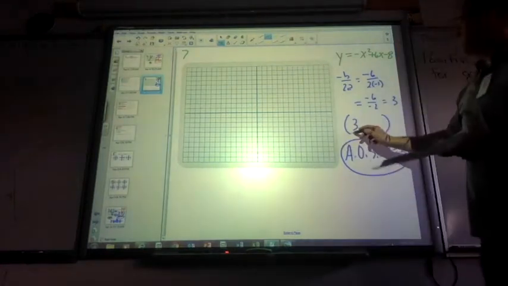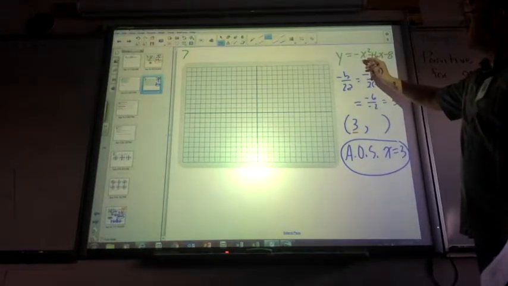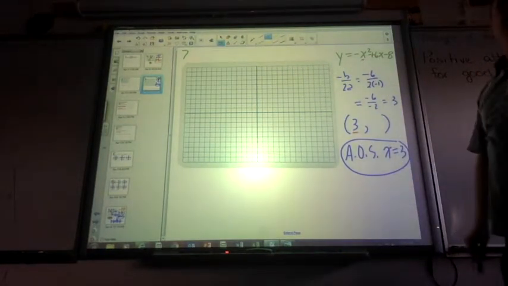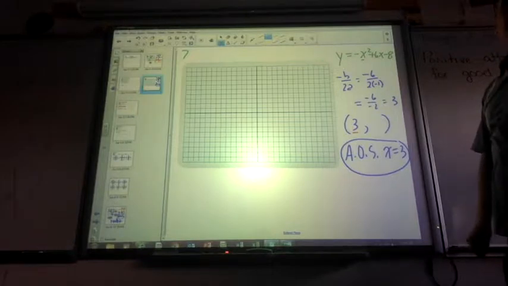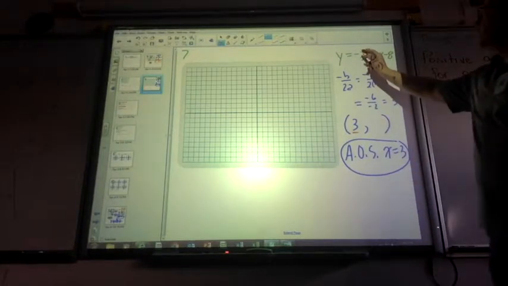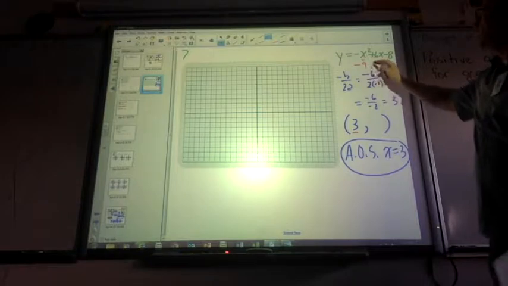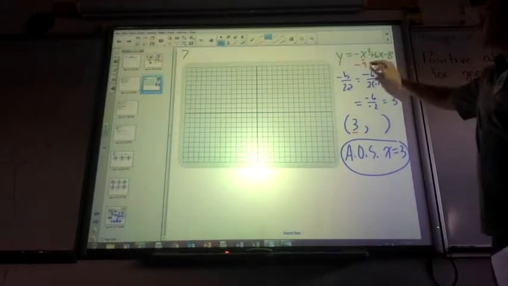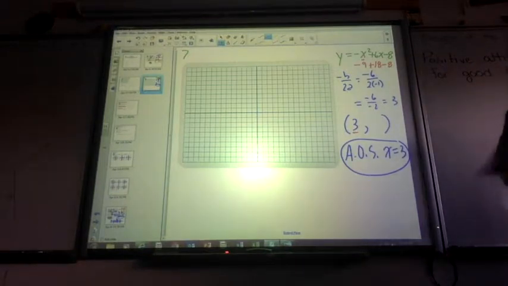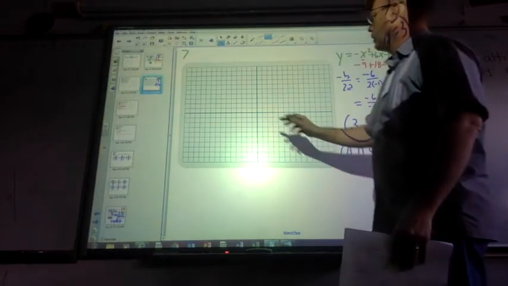We're going to plug it in. If I plug 3 into x, I get 3 squared, which is 9. The negative comes along, so I get negative 9, plus 6 times 3, which is 18, minus 8. So negative 9 and negative 8 added together is negative 17. 18 minus 17 is 1. So I get 3 comma 1.